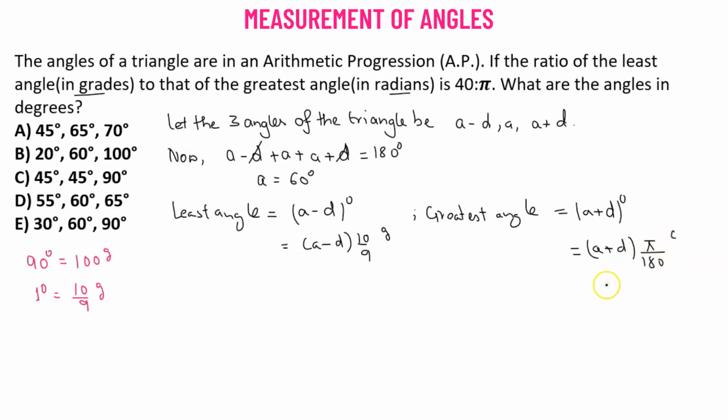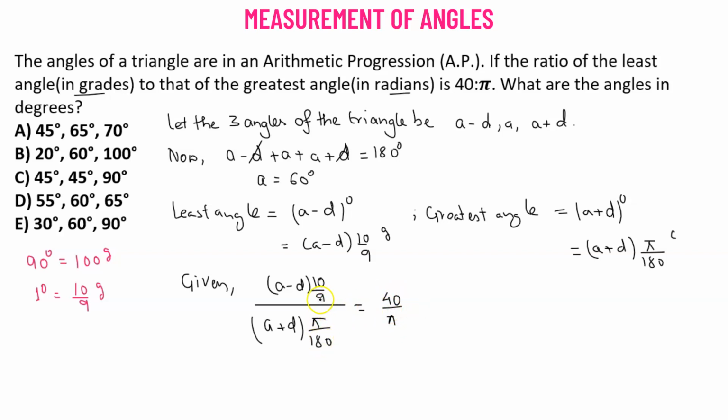Fine. So now that we have the value of the least angle as well as the greatest angle, we are going to use the fact that the ratio of A minus D multiplied by 10 over 9, this is in grades, divided by A plus D multiplied by pi over 180, is given as equal to 40 over pi. Fine. So here let's simplify.